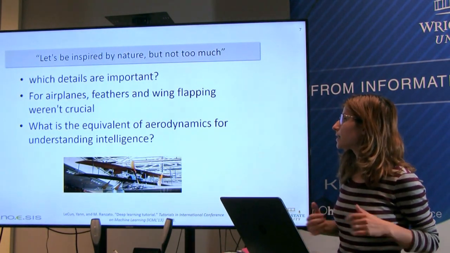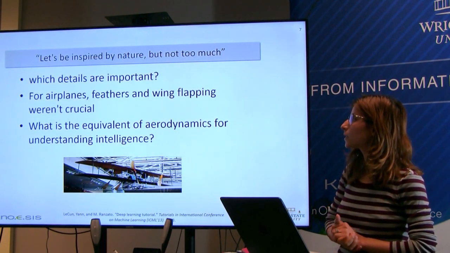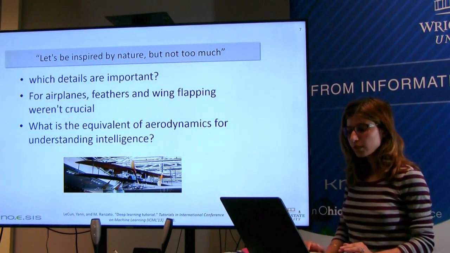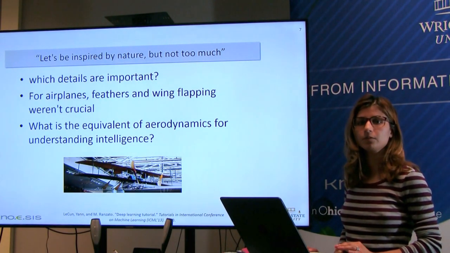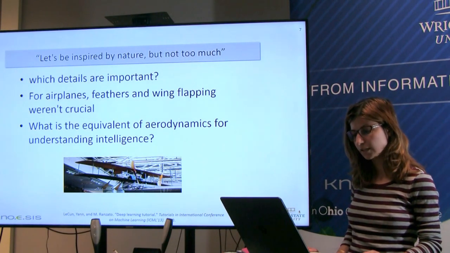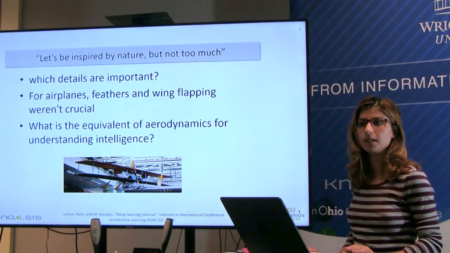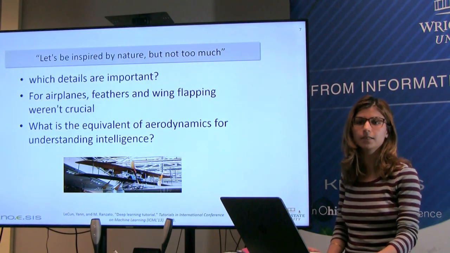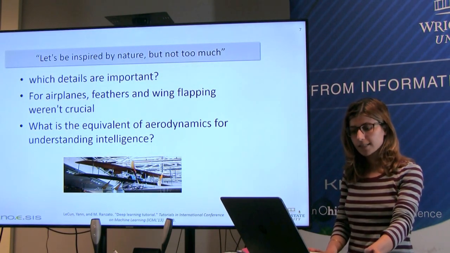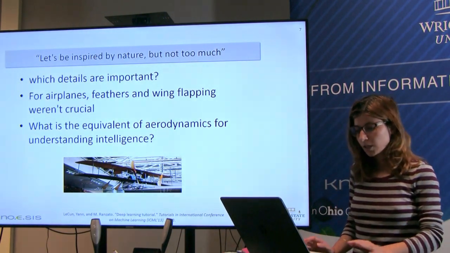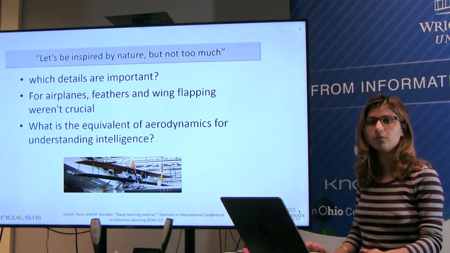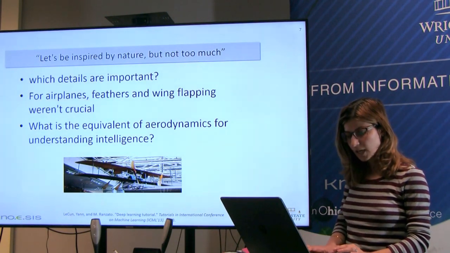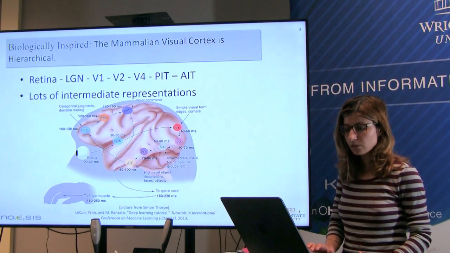This is what LeCun says about deep learning. He says, let's be inspired by nature, but not too much. We should decide which details are important for us when we study the human brain and nervous system. For example, for an airplane, we don't have wing flapping or feathers, but it still works. It's not exactly similar to the bird, but it works. So we should understand what is the equivalent of aerodynamics, inspired by the bird for constructing the airplane, to understand intelligence.